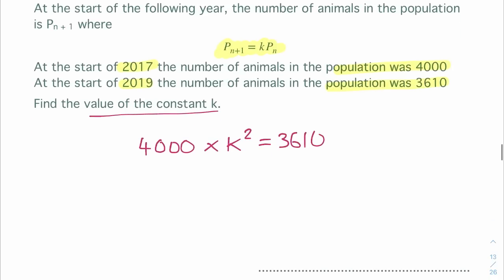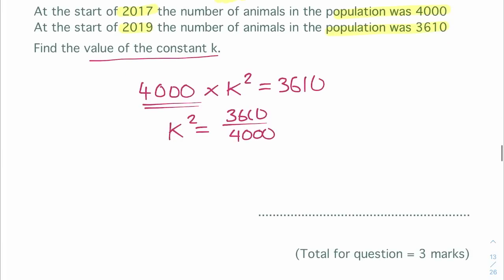So we can see that it's going down in value, so this value of k will have to be a 0-point number. So to solve this, we want to get rid of this 4,000. We want to have it just saying k squared. So we've got k squared is equal to 3,610 divided by 4,000. So we could go about simplifying that. We don't necessarily need to. To find the value of k, we need to square root both sides. So we want to know what the square root of 3,610 over 4,000 is. So if we type that into our calculator, it is equal to 0.95.